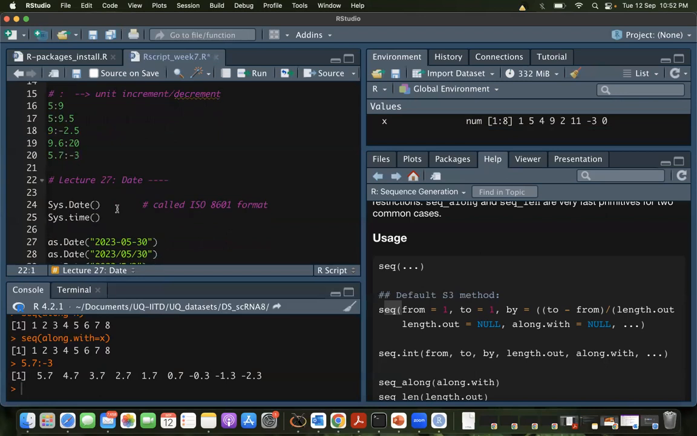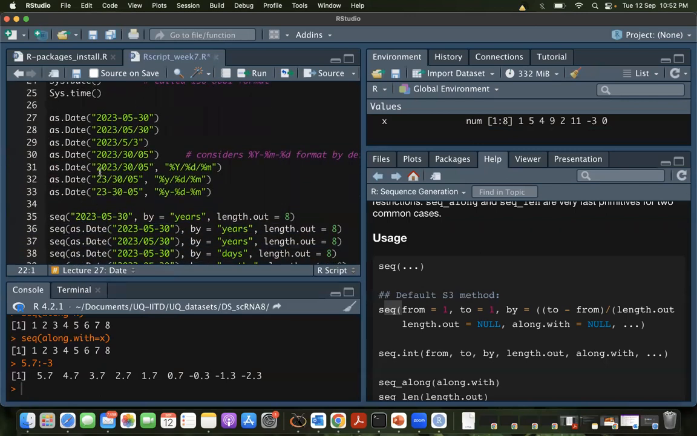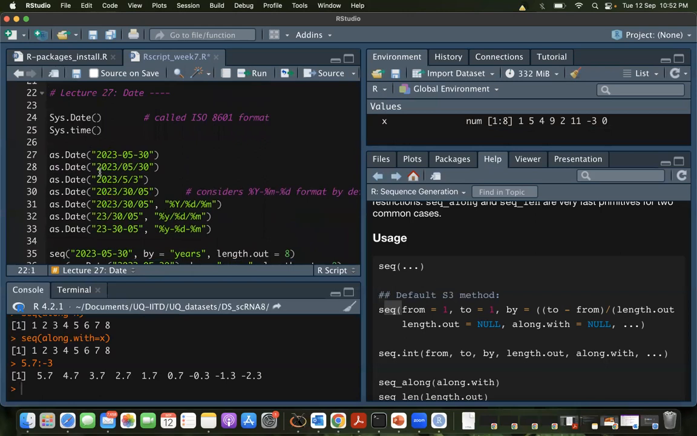And other than that, you are always working with the calendar, you may want to see which day it was 5 years ago, anything. So all of that is going to be used. We'll just take a look at how R works with dates. First of all, how to get the current date and time.